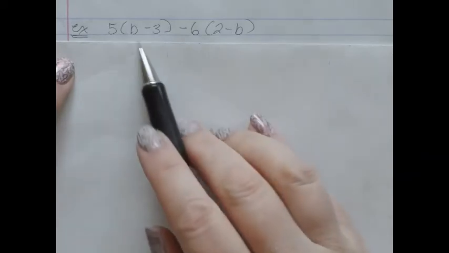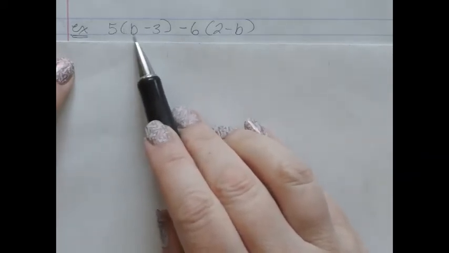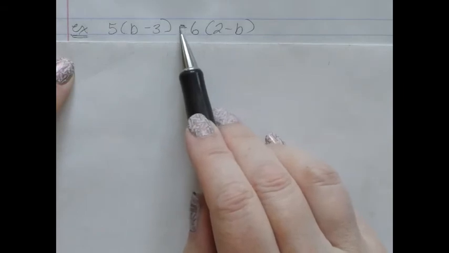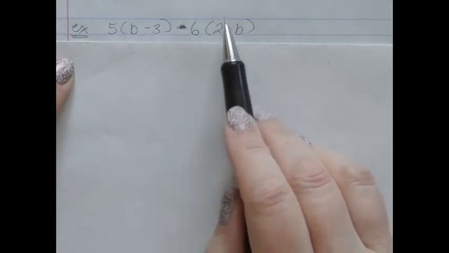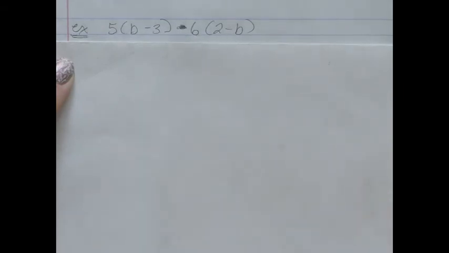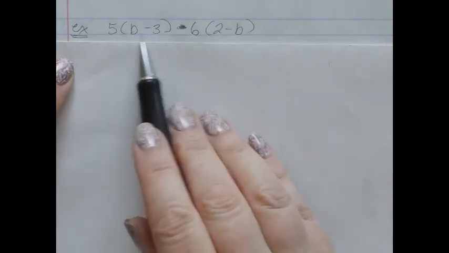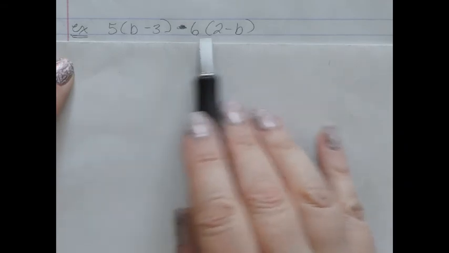Let's do another problem, but let's go one step further this time. We have 5 times the quantity b minus 3, minus 6 times the quantity 2 minus b. Now, a lot of students get a little hung up with everything that's going on here. So here's what I do when I normally teach this type of problem.